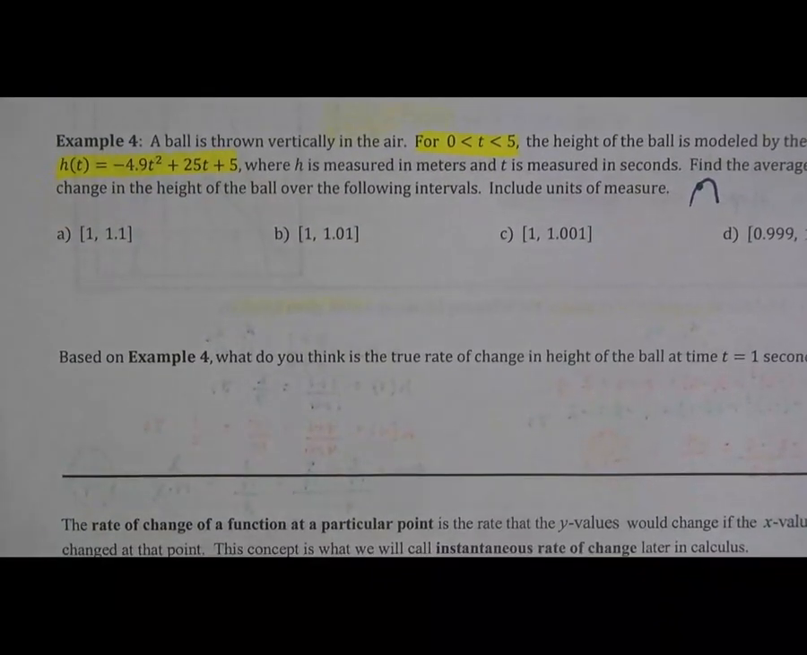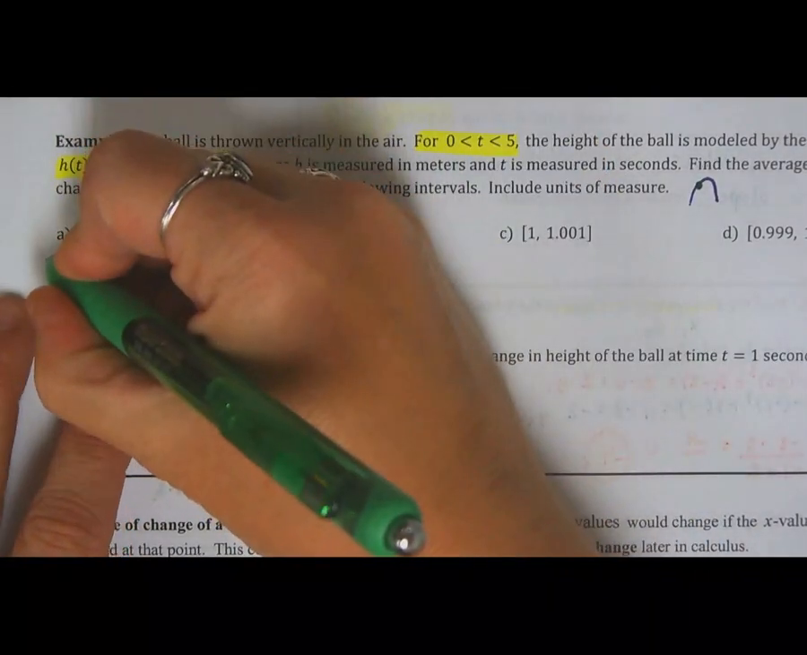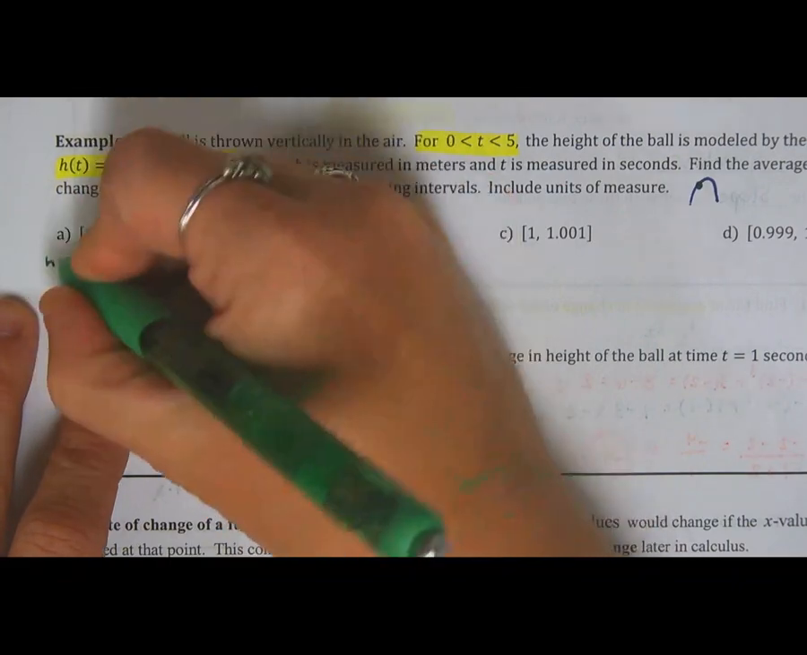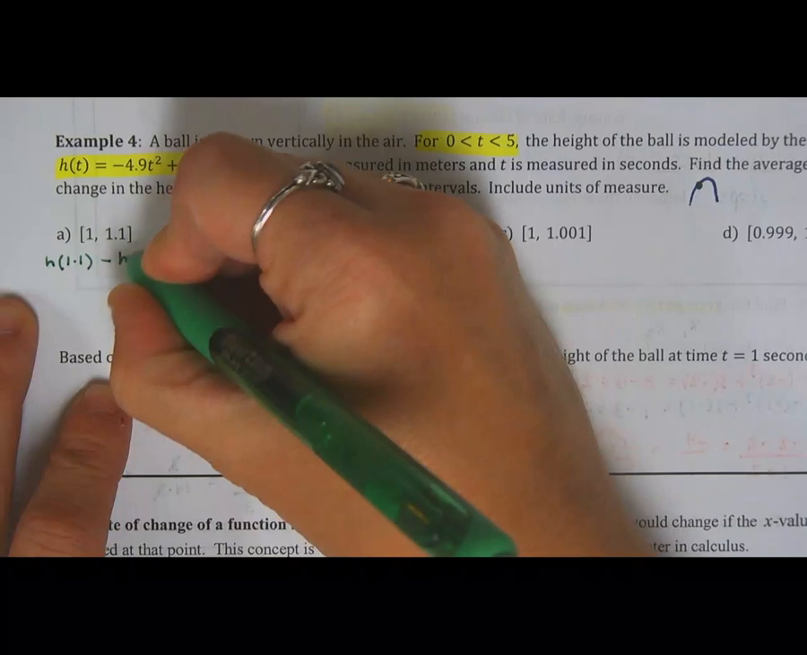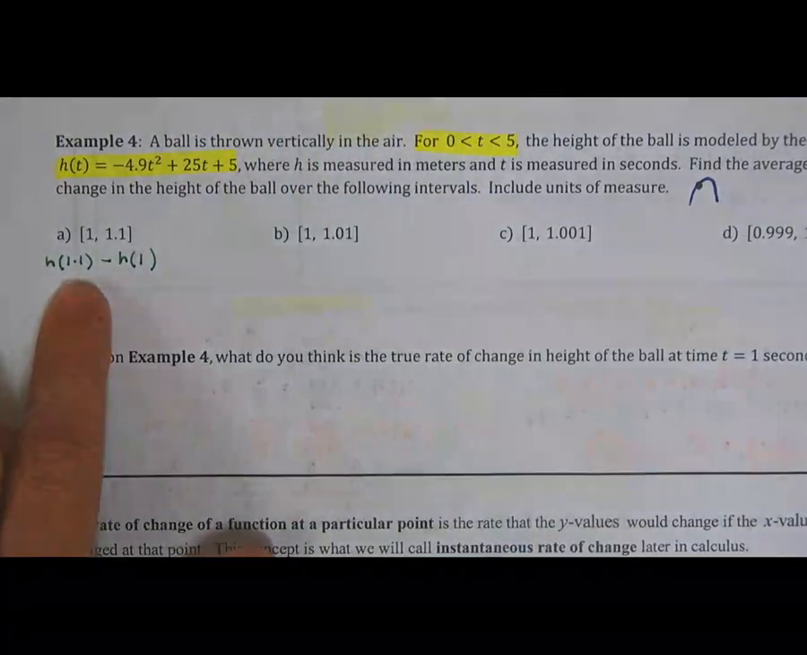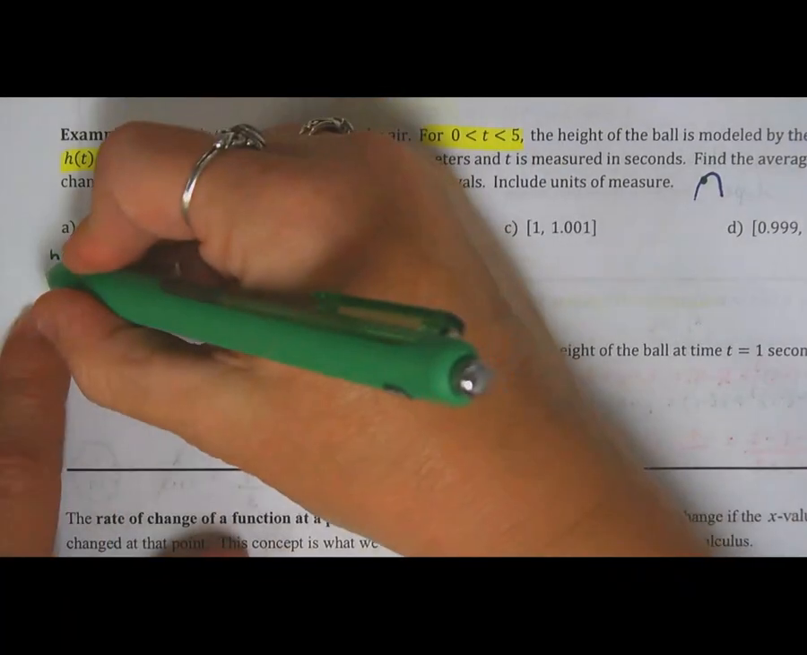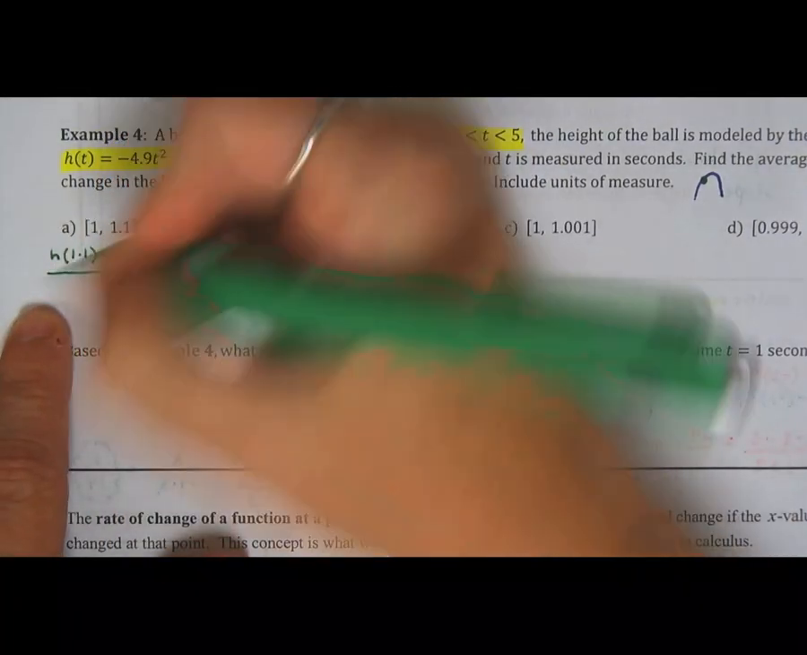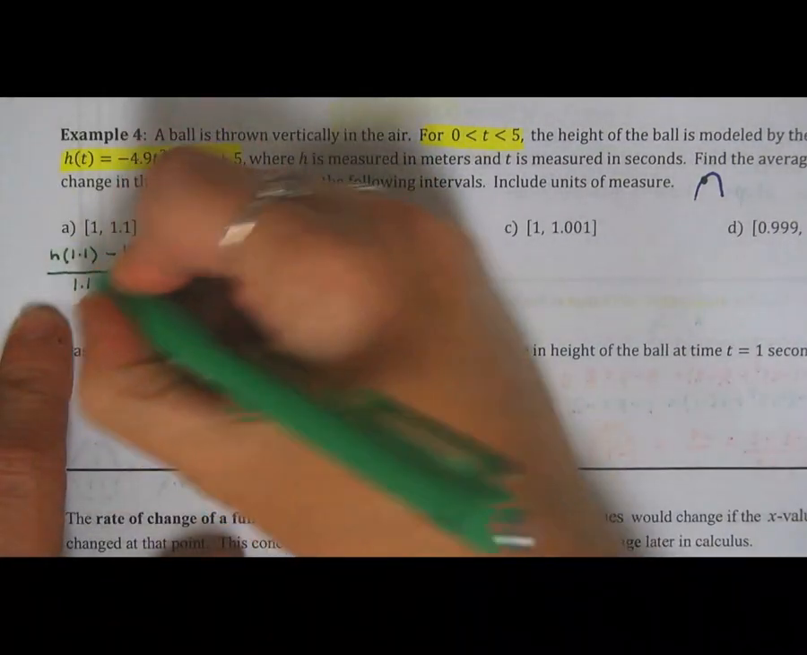Let's see what happens. On part A, you would need to find h of 1.1 and subtract h of 1. Don't worry, we're not going to have to do this. Those are your output values. That's the very first mathy thing we did today: we plugged a couple of things into a function. Then we subtract them over the change in x's, which would just be 1.1 minus 1.